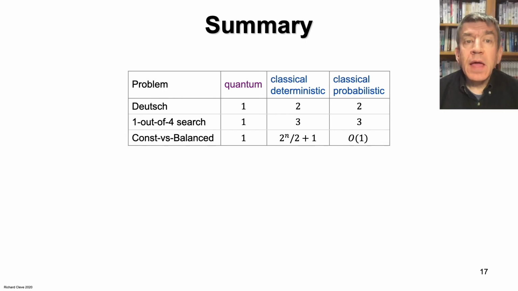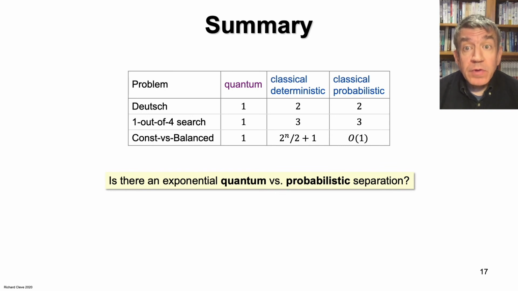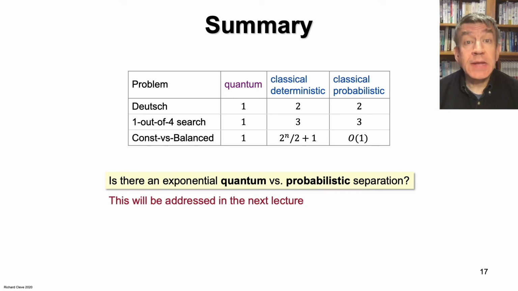Along this line of thought, the following question seems natural. Is there a black box problem for which the quantum versus classical query cost separation is stronger? For example, for which even probabilistic classical algorithms with bounded error probability require exponentially more queries than a quantum algorithm? We'll address this question in the next lecture, and we'll end this lecture now.